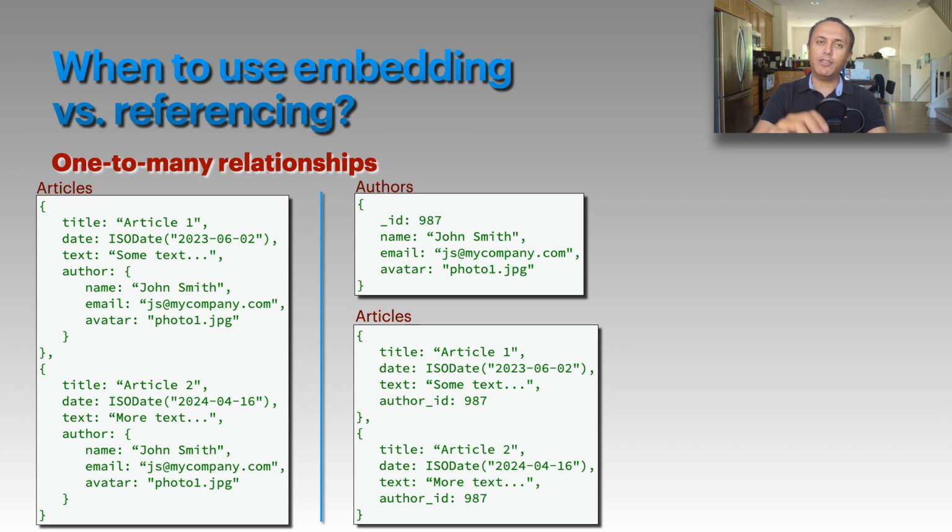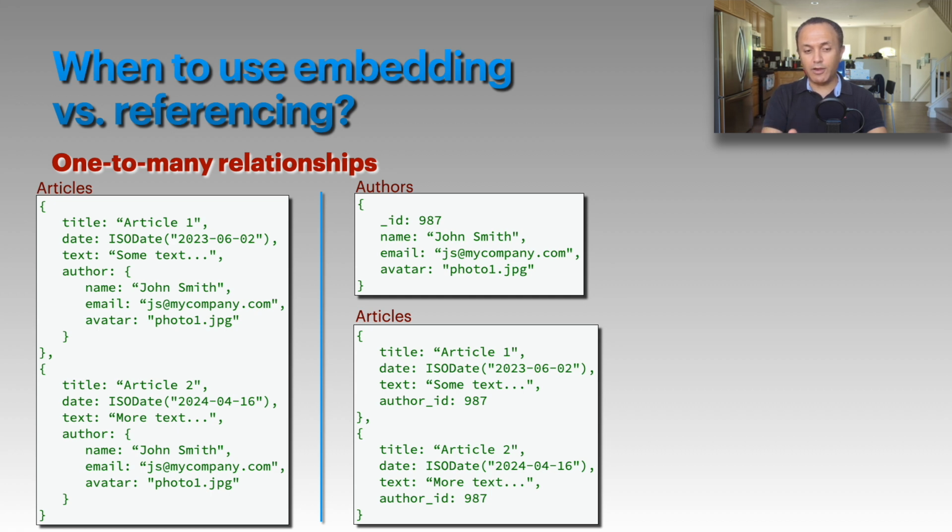Another possibility is the referencing, which we have also seen. So you could separate the authors into a separate collection and then use the author ID to refer to the author document. So this way you don't have this duplication. You can read the article information by itself. It becomes cheaper, but if you want to read the article with the author, you need to do a join.